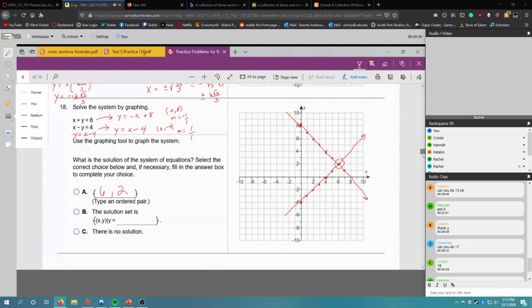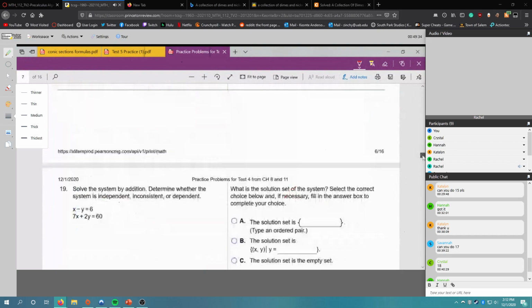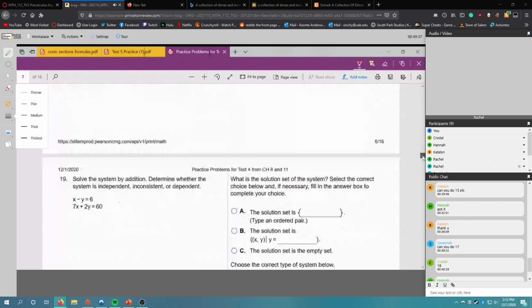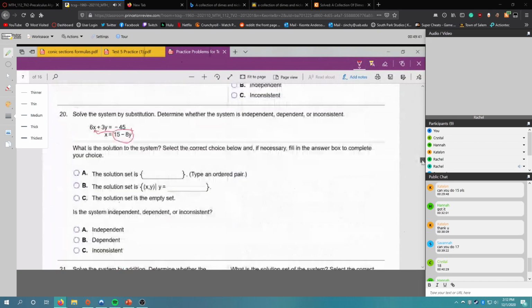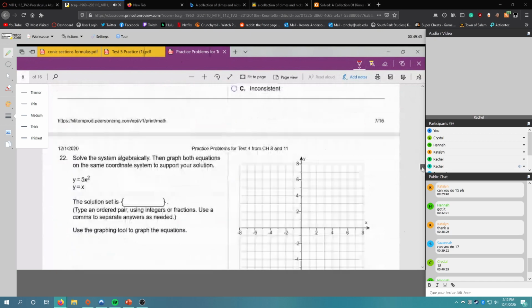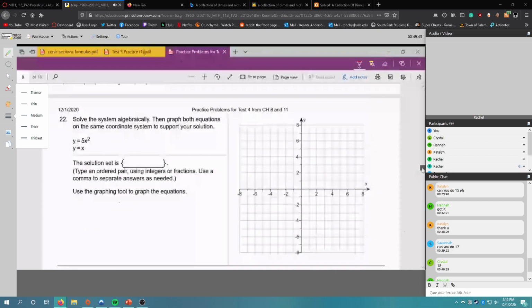So let's scroll down through here and make sure that there are no problems that I haven't at least talked about. This one's by addition. This one's by substitution. Addition again. This one, let me work this one real quick because y'all always seem to get confused on these easy problems.